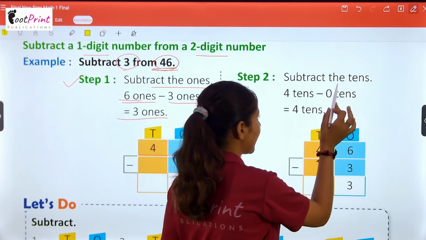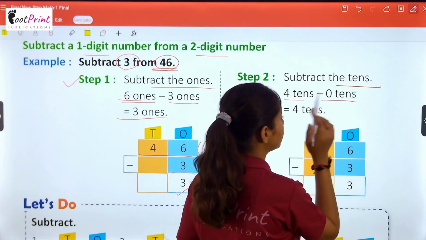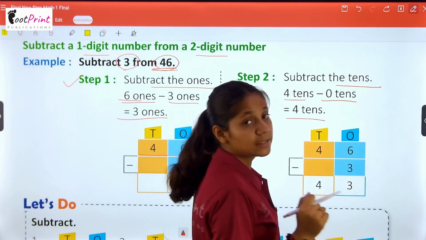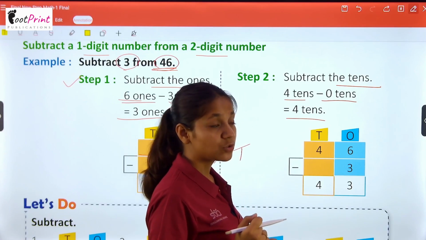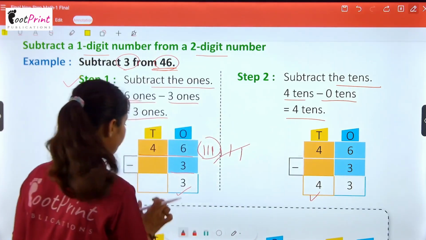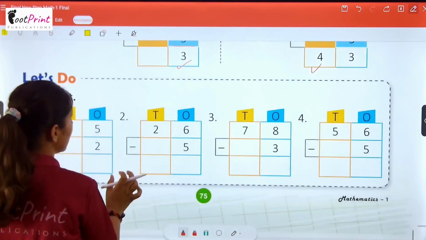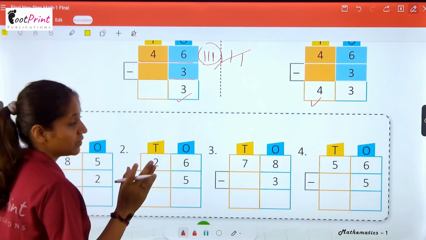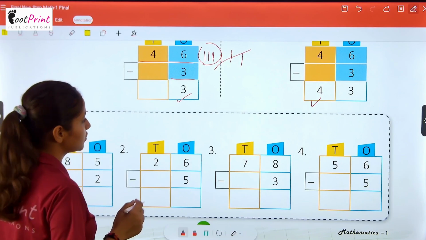Now subtract the tens. 4 tens minus 0 tens gives us the difference of 4 tens. So we will write here 4. Okay. So the answer is 43. When we subtract 3 from 46, we get the difference of 43.